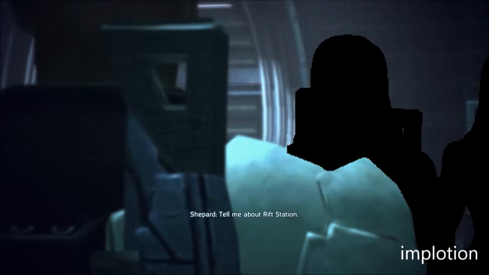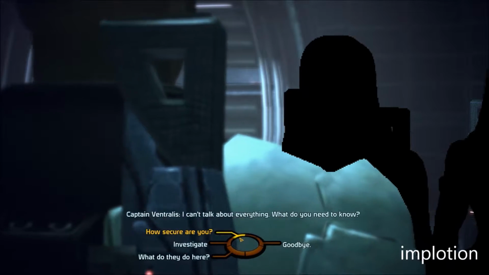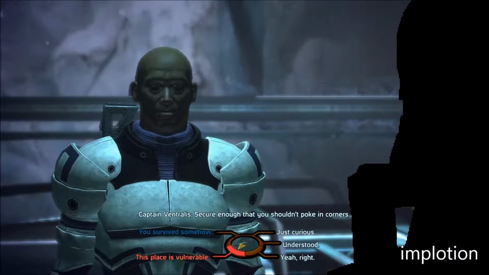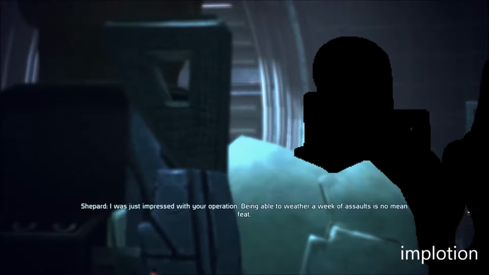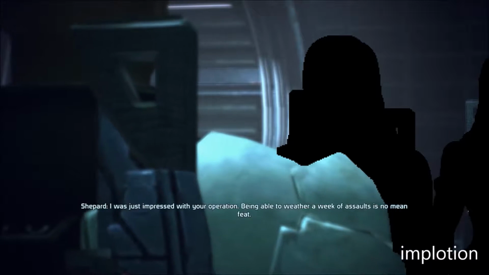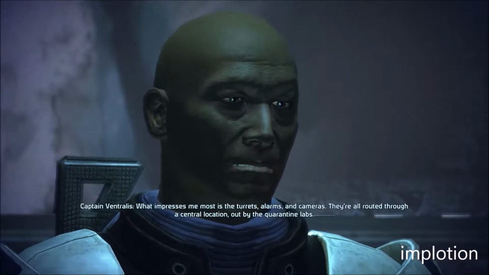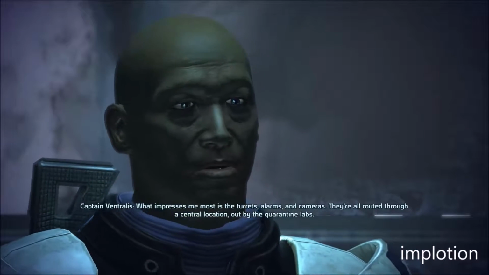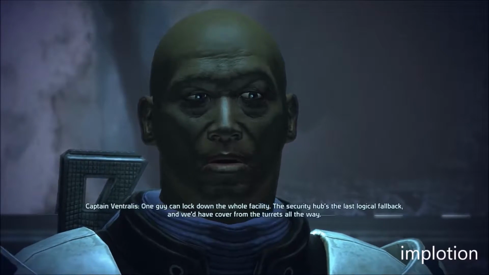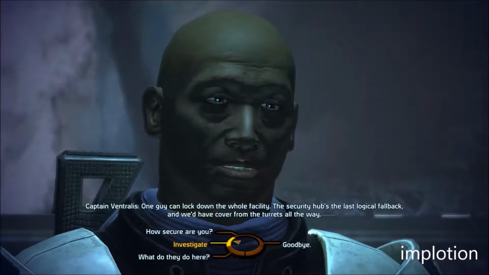Tell me about Rift Station. I can't talk about everything. What do you need to know? Tell me about the defenses here. Secure enough that you shouldn't poke in corners. I was just impressed with your operation. Being able to weather a week of assaults is no mean feat. Only the best get assigned to high-security facilities like this. What impresses me most is the turrets, alarms, and cameras. They're all routed through a central location out by the quarantine labs. One guy can lock down the whole facility. The security hub's the last logical fallback, and we'd have cover from the turrets all the way.